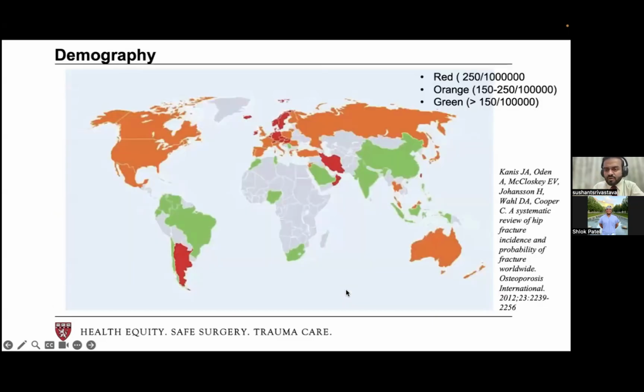Now, this is just a demography as to how much intertrochanteric fracture is affecting the world. This data was published way back in 2012, that is almost 12 years from now. But if you look, even 10 years back, this was how things were. The red color shows 250 fractures for every 1 lakh people. Orange is the countries having 150 to 250 patients of IT fractures per 1 lakh, and the green zone shows less than 150 patients per 1 lakh population.